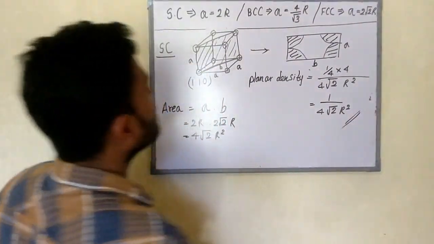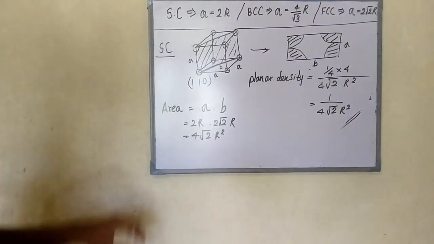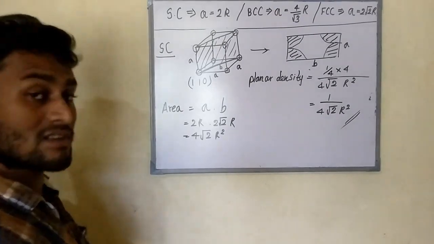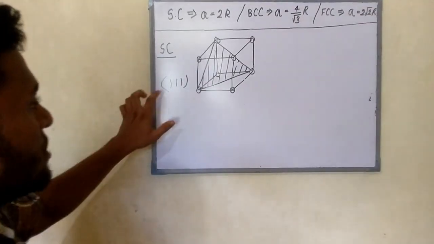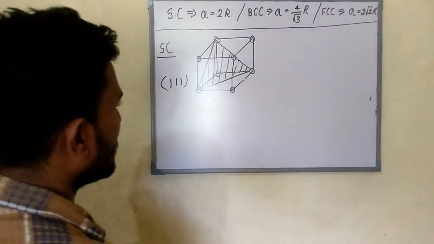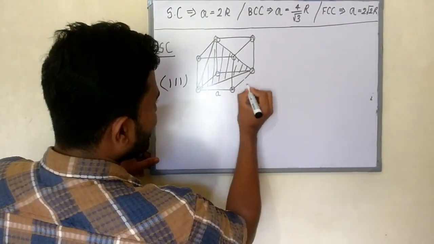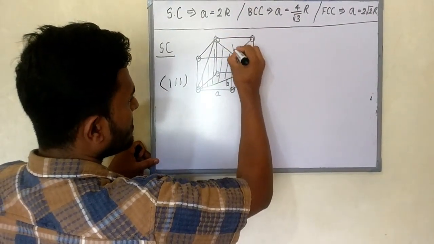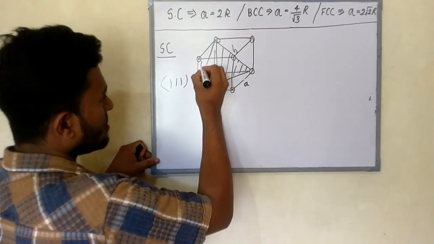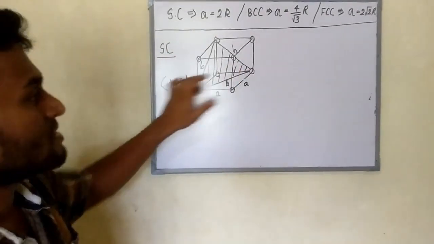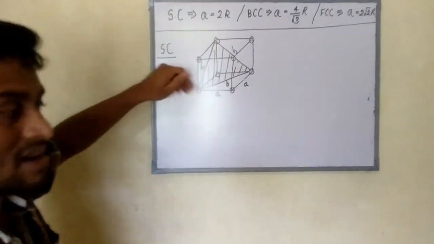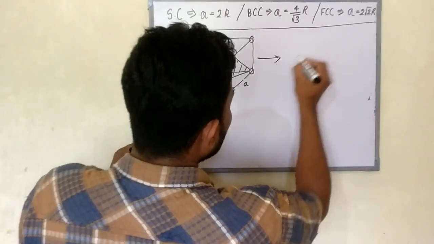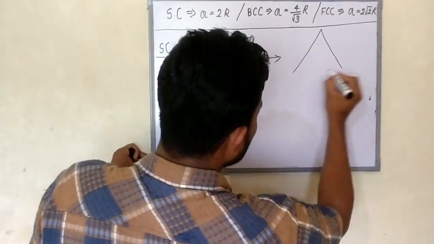So likewise, we can find out the planar density for the simple cubic 111 plane also. So let's look at that. This is your simple cubic 111 plane. Here also this length is A, this length is B. Here also this length is B, and for this one also the length is B. Anyhow, this is an equilateral triangle. That one you can see. So we can take that triangle like this.